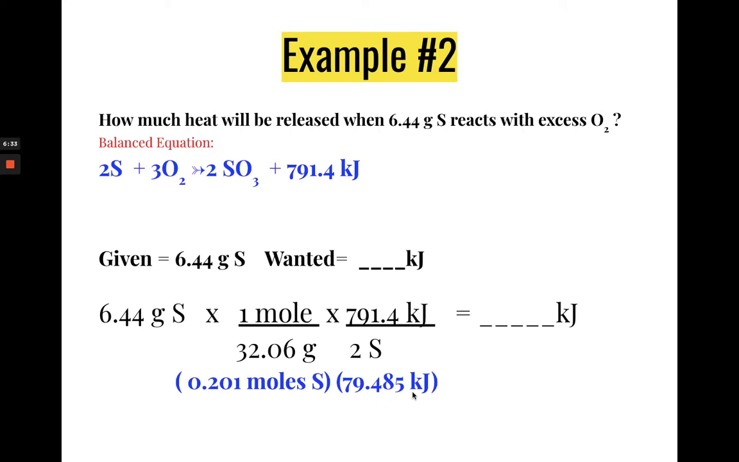Now, how many sig figs are we going to round to? Well, we've got 3 here, 4 here, 4 here, and these are exact numbers. So we're going to go with the least, which is 3. So we're going to round to 3 significant figures. So 79.5 kilojoules. And that is how you do heat stoichiometry problems. It really is much easier. You just, in the ratio step, you put the kilojoules on top, and on the bottom, as usual, you put the coefficient of the given from the balanced equation.